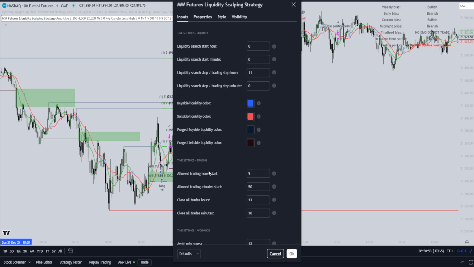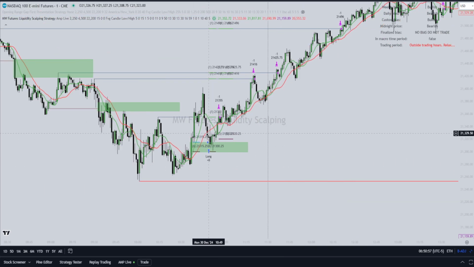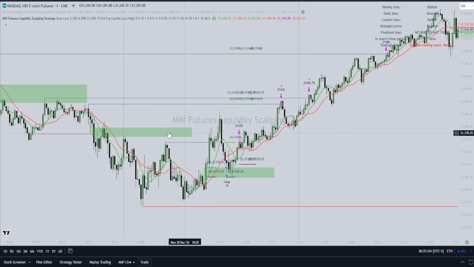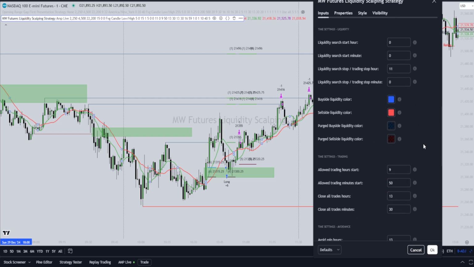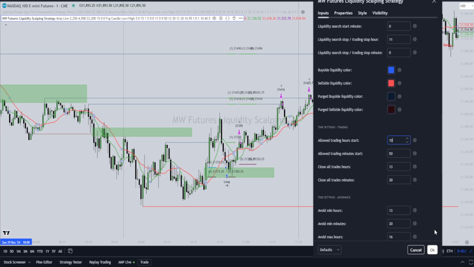So anyways, right now the allowed trading hour start is set at 9:50, which means that we start trading over here. So this is our start time. If I would have placed my start time at 10:50, let's have a look what changes in the script. So let's place the 10:50.